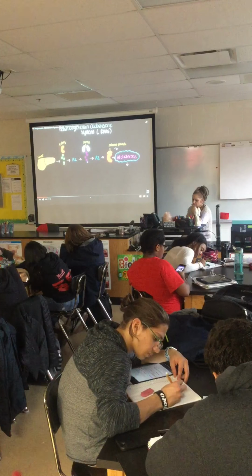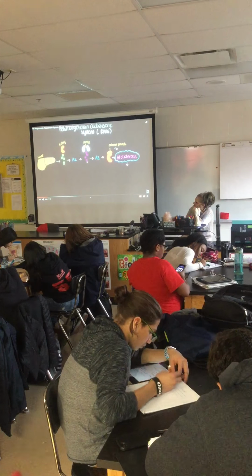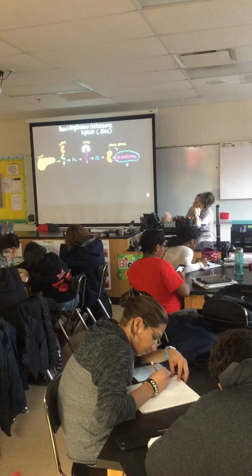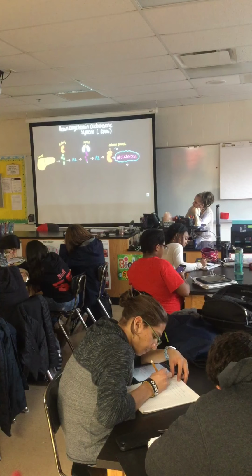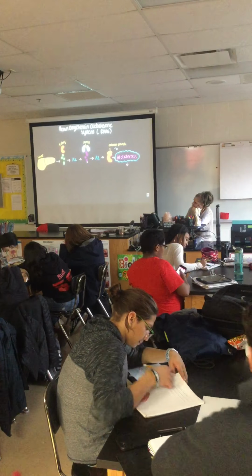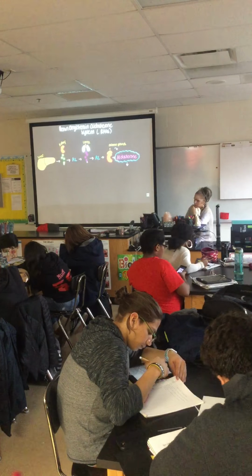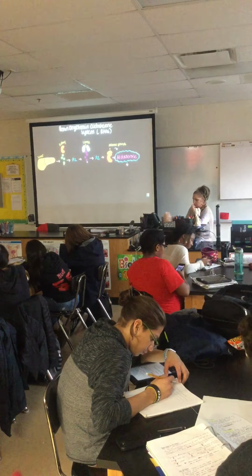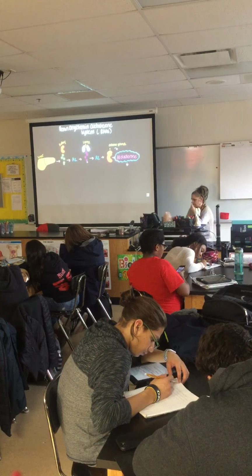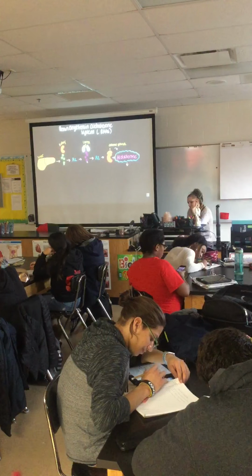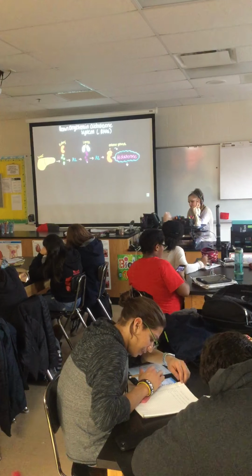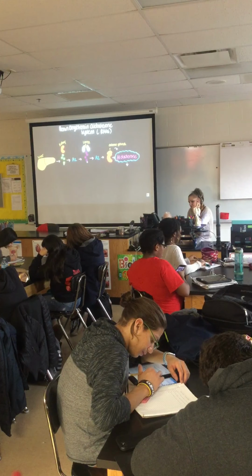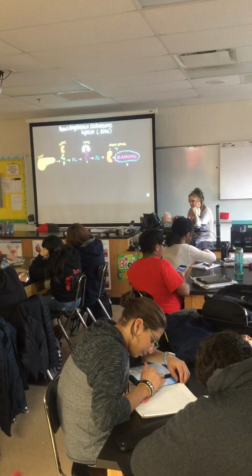Because where salt goes, water follows. So if we don't have a lot of salt, then we don't have a lot of fluid. If you don't have a lot of fluid on board, then your blood pressure is going to be decreased. So that makes sense. This system is in place essentially to regulate blood pressure by bringing it up, and it does that with this whole process of conversion and reactions.